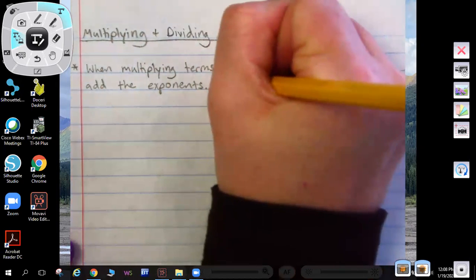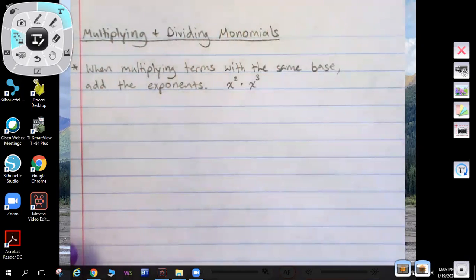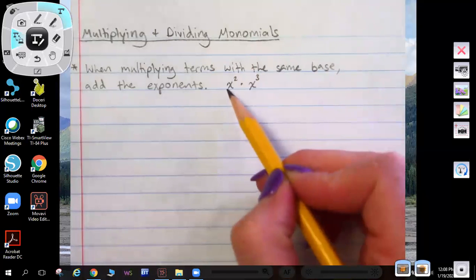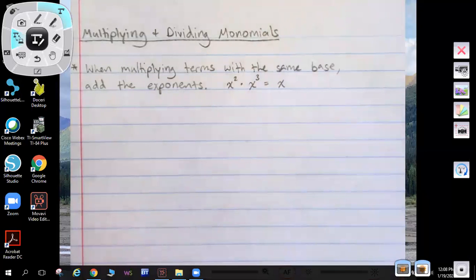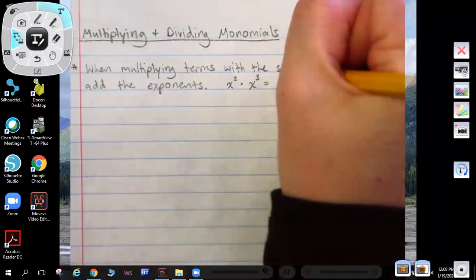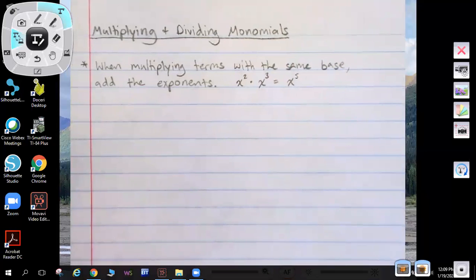So for example, x squared times x cubed. These two terms have the same base. They both have a base of x. So when we multiply, the base stays the same, and then we add the exponents. So we get x to the 5th. Is this something that you guys already knew? Hopefully. Right. Remember learning it at some point?